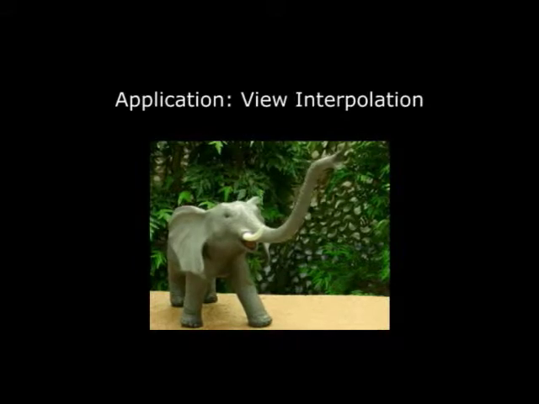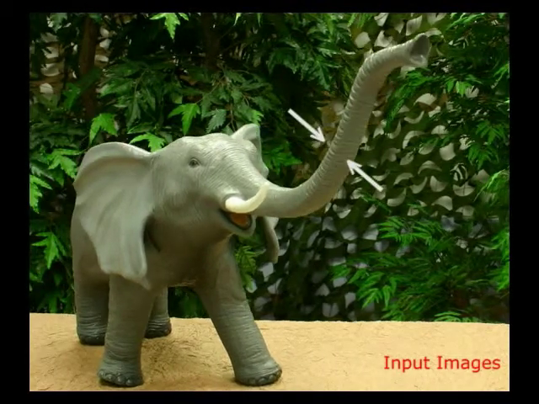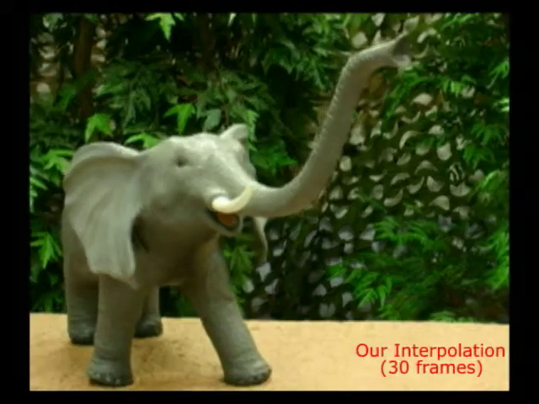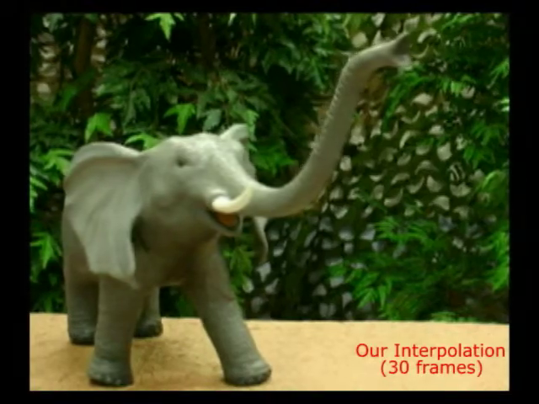A second application of our method is view interpolation. In this example, we show 2 input frames of a static scene with different viewpoints. Notice the difficult occlusion regions in the foliage. We are able to produce a smooth video that handles most occlusion gracefully.